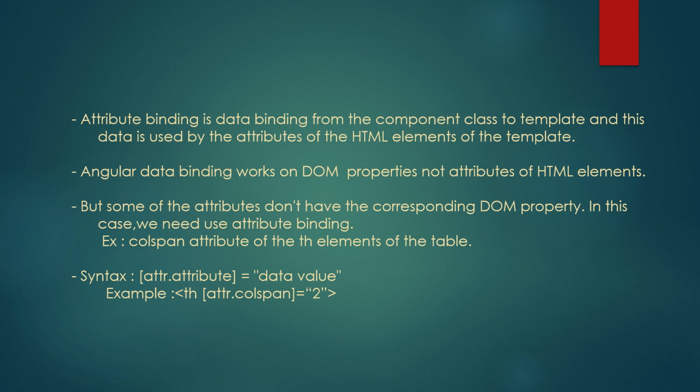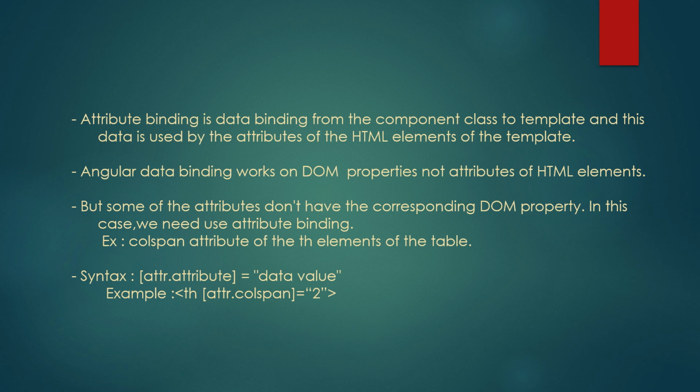Generally, when the DOM is created, each HTML element has a corresponding object in the DOM. Each element's attributes have corresponding properties with the same name. But for some HTML attributes, there is no corresponding property in the DOM. In such cases, how does Angular work? Angular uses attribute binding when a corresponding DOM property does not exist for the HTML element attributes.